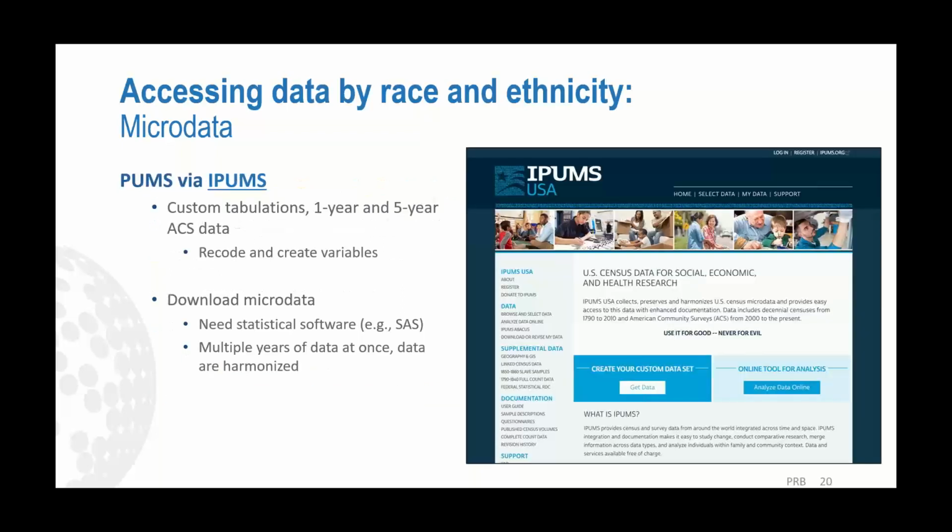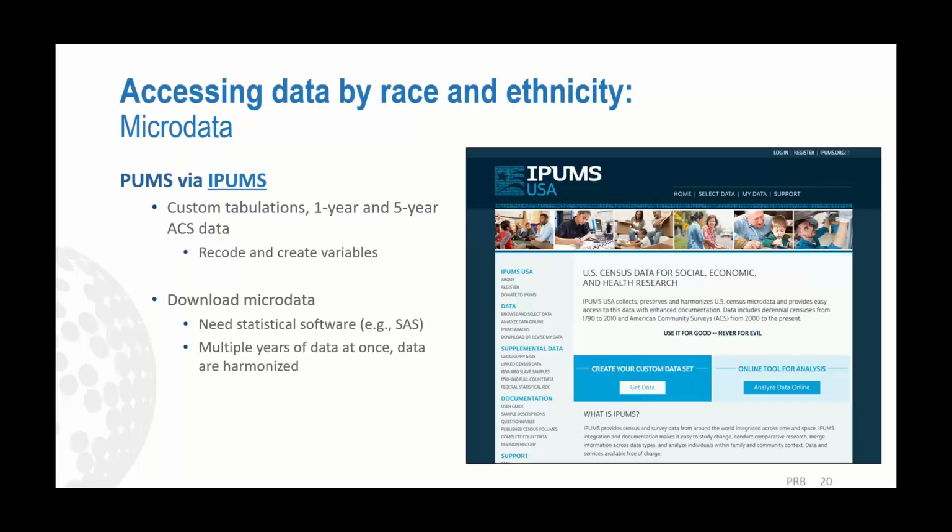And then finally, another source for ACS microdata is through IPUMS. Here you can download a custom data set of the ACS microdata to create custom tabulations, or you can also analyze the data online. One advantage for using IPUMS is that they have worked to harmonize the data across years to the extent that's possible. You can also download smaller data sets that only contain the cases and or variables of interest. So this can make analyzing the ACS PUMS data a little bit easier.